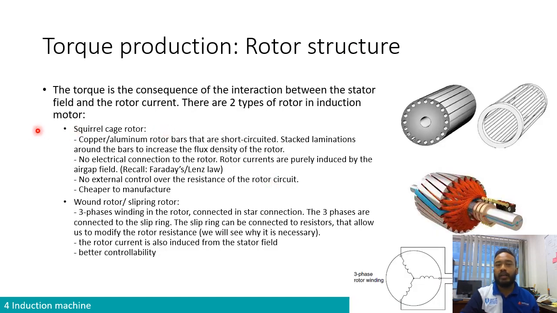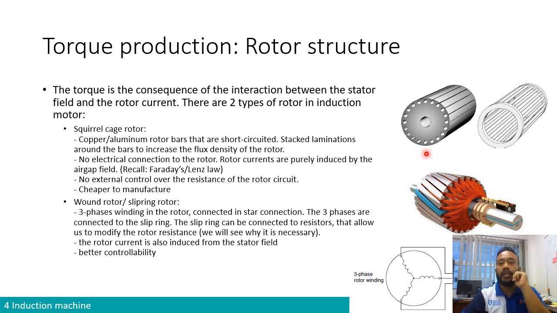So now that we have seen what we call the rotating magnetic field, just now we were looking at its amplitude, its magnitude, and its speed, which is the synchronous speed. So now we are going to try to understand how the torque is produced inside the machine from that rotating magnetic field. In order to understand that, we have to first understand the structure of the rotor, the design of the rotor. Okay, so in terms of rotor, basically there are two types of rotating induction machine.